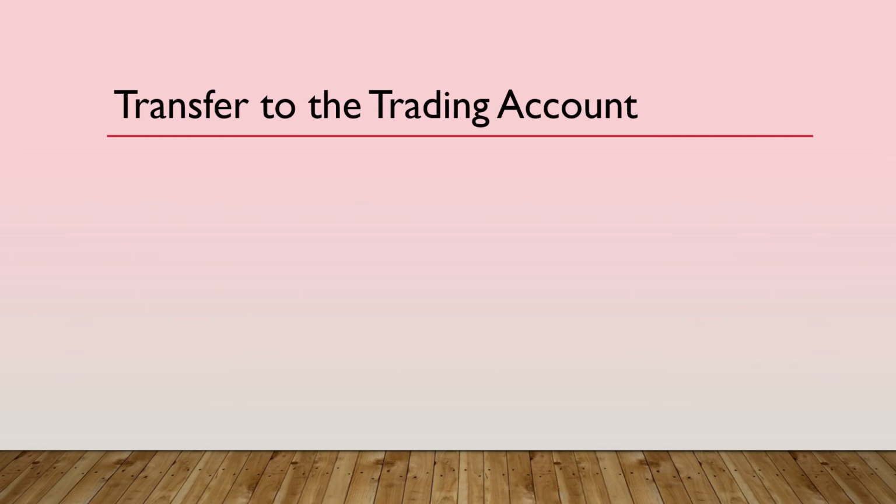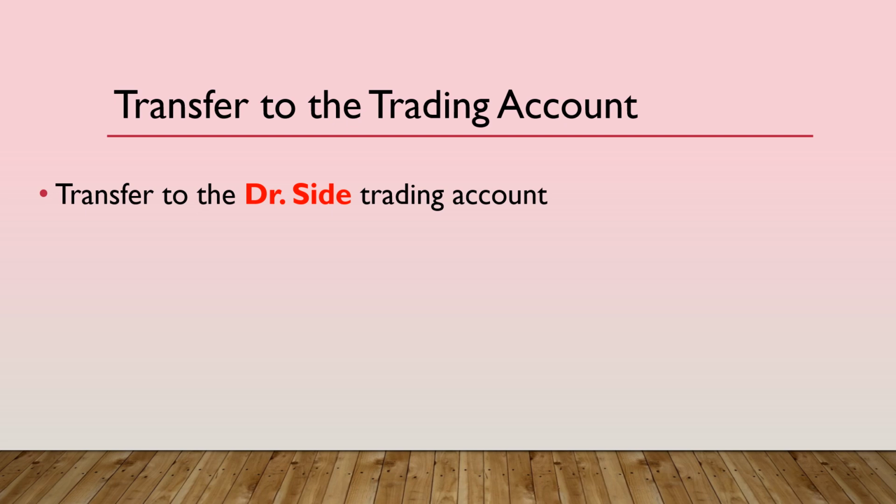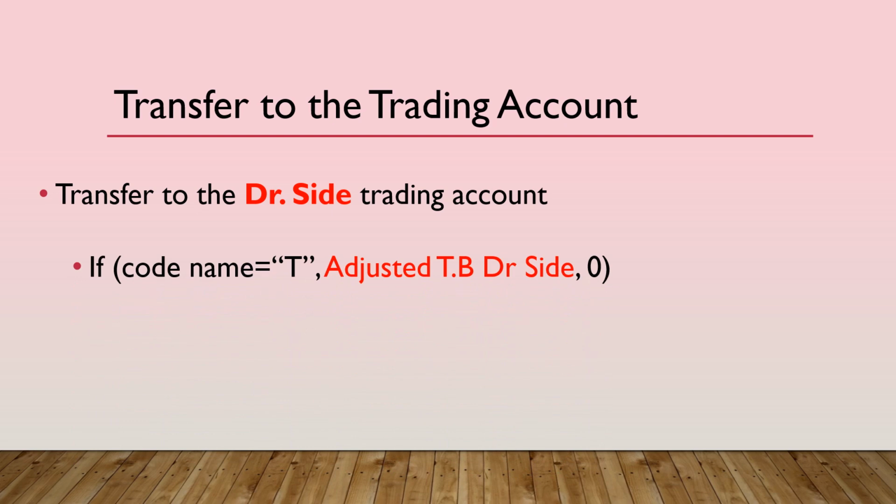Transfer to the trading account. First, we have to transfer the debit side to the trading account. For that, we refer to the codes in the code column, and we consider only the items relating to the trading account. If the code equals T for the trading account, then we put the adjusted trial balance debit side value. If not, we put 0.